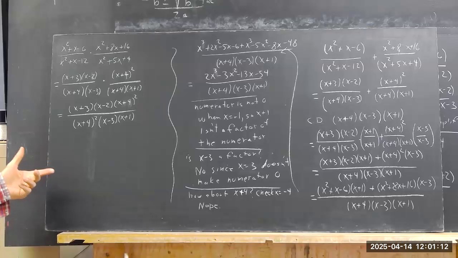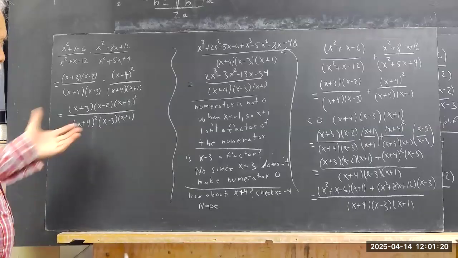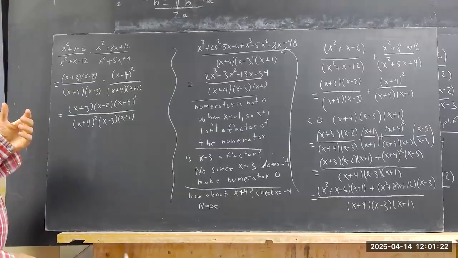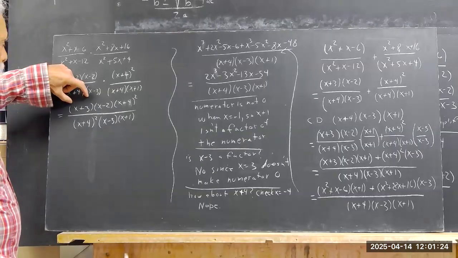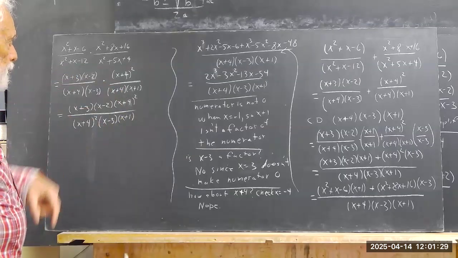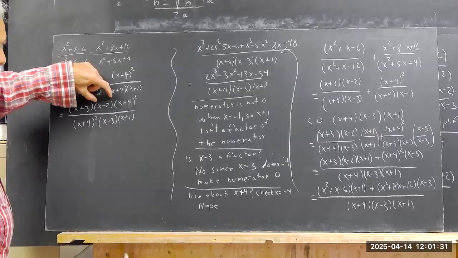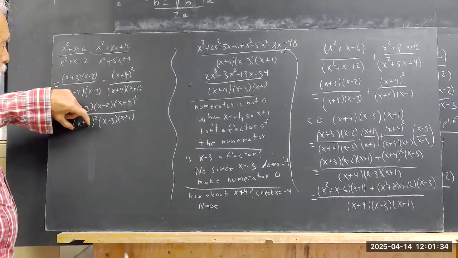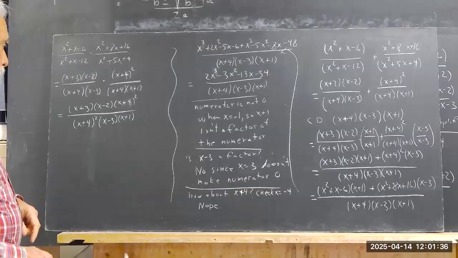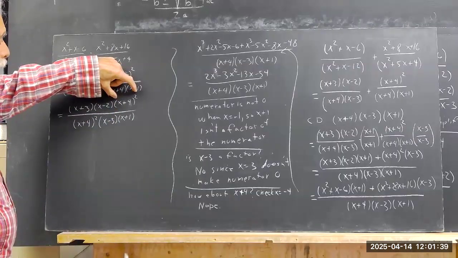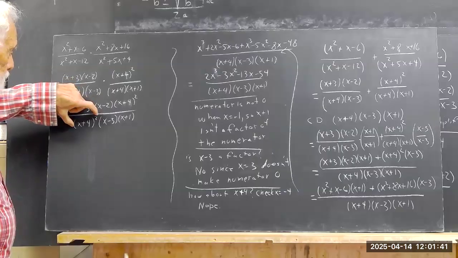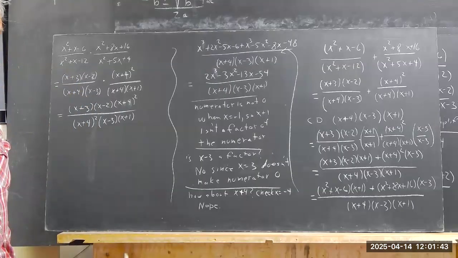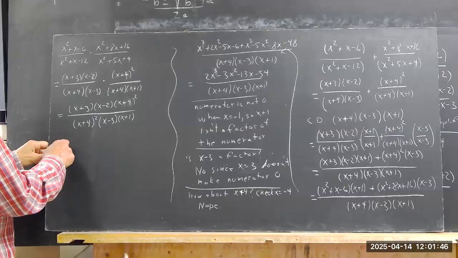Now you notice that when I look at these fractions, I've got an x plus 3 in the numerator. I don't have a factor of x plus 3 in the denominator. I've got a factor of x minus 2 in the numerator. I don't have an x minus 2 factor in the denominator. I've got an x plus 4 squared in the numerator and an x plus 4 squared in the denominator. So I can separate this out.